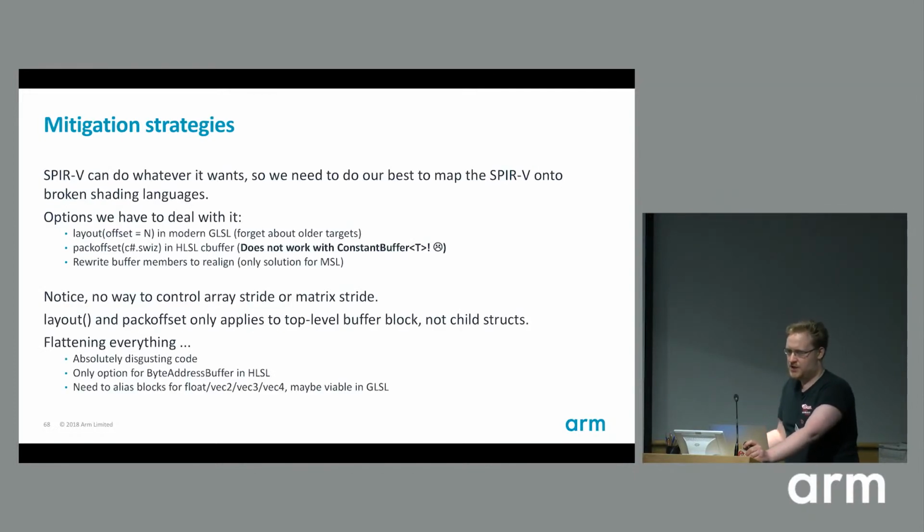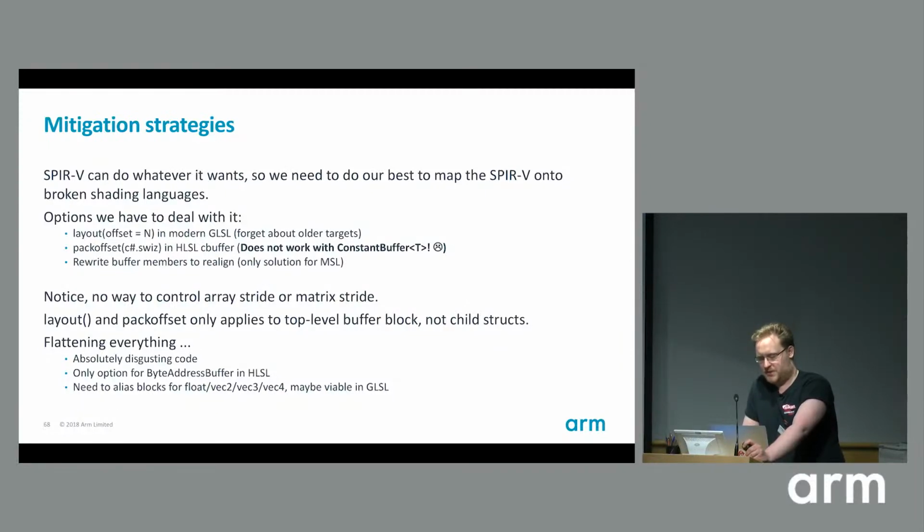Yeah, the mitigation strategies I have to deal with this are varied. Sometimes I can do layout offset. Sometimes I can do pack offset in HLSL. Sometimes we rewrite buffer members to try to work around it. I can't control array stride, so yeah, that's impossible. But the biggest annoying thing in GLSL is that the layout only applies to the top level block. I can't do it on substructs. And of course, you can have structs within structs within structs. And you can't apply any magic layout to them, which feels really weird. And in HLSL, if you use ConstantBuffer of T, you can't even do pack offset because that comes from a struct, and you can't have pack offset on a struct. It's basically impossible to deal with any possible case.